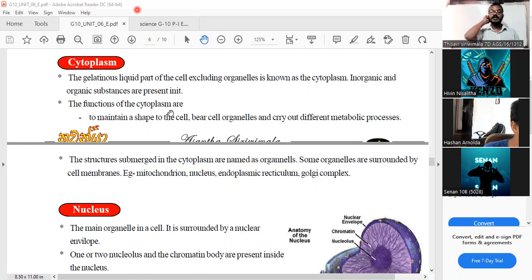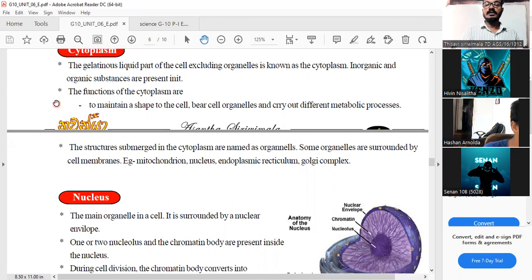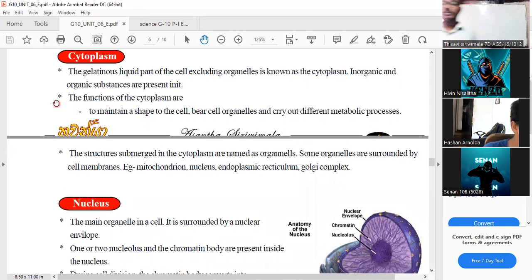I think cytoplasm is completed, right? So then we come to the nucleus. Within the nucleus, a lot of important information is stored. It contains all the information needed to control the functionality of the cell. And again, it contains information which has to be transmitted from generation to generation.